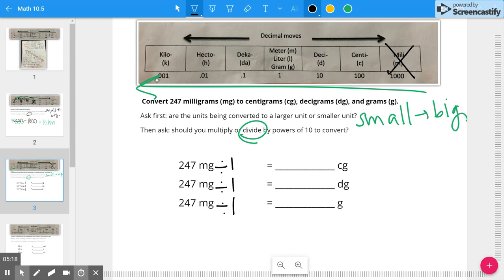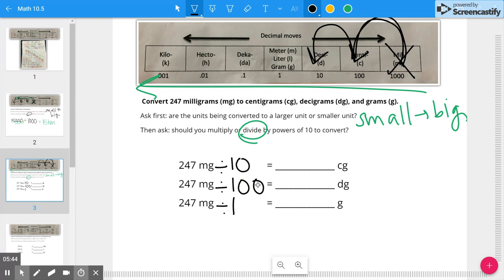So when I go to the larger end, I'm dividing. When I go to the smaller end, I multiply. So 247 milligrams, and I'm moving to centigrams. So I'm moving 1 time. So I'm going to put 1 0. 247 milligrams to decigrams. Here I'm at milligrams. I'm moving once. I'm moving twice. So I need to put 2 zeros.